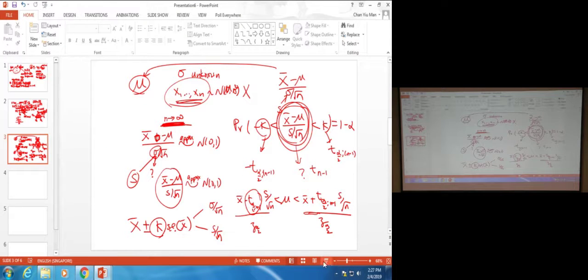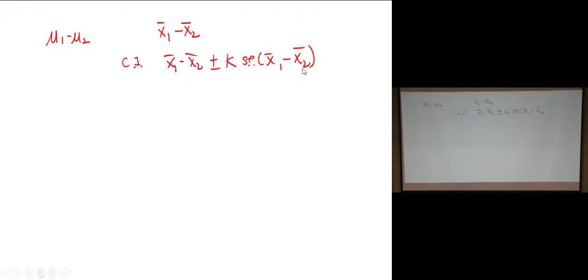Okay, so today we continue with finding a confidence interval for mu1 minus mu2. So what we are going to do is like this. First of all, I want to get a point estimate for mu1 minus mu2. So naturally, I will look at x1 bar minus x2 bar. All right. So follow the same idea. So the confidence interval will be x1 bar minus x2 bar plus or minus a constant times the standard error of x1 bar minus x2 bar.